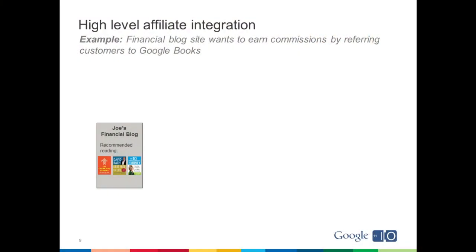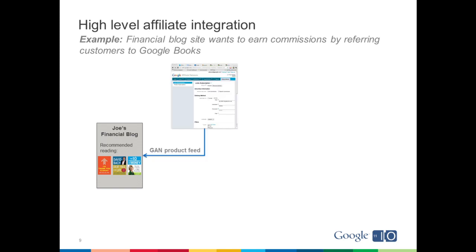I'll start with affiliates. So the example here is a financial blog run by Joe. And what Joe wants to do is provide advice to his users on finances. And every once in a while, when he's providing advice, he refers them to a book. And when he refers them to a book and this user goes and buys a book, he'd like to make a commission on that purchase. So what Joe does is he first sets up an account with the Google Affiliate Network.